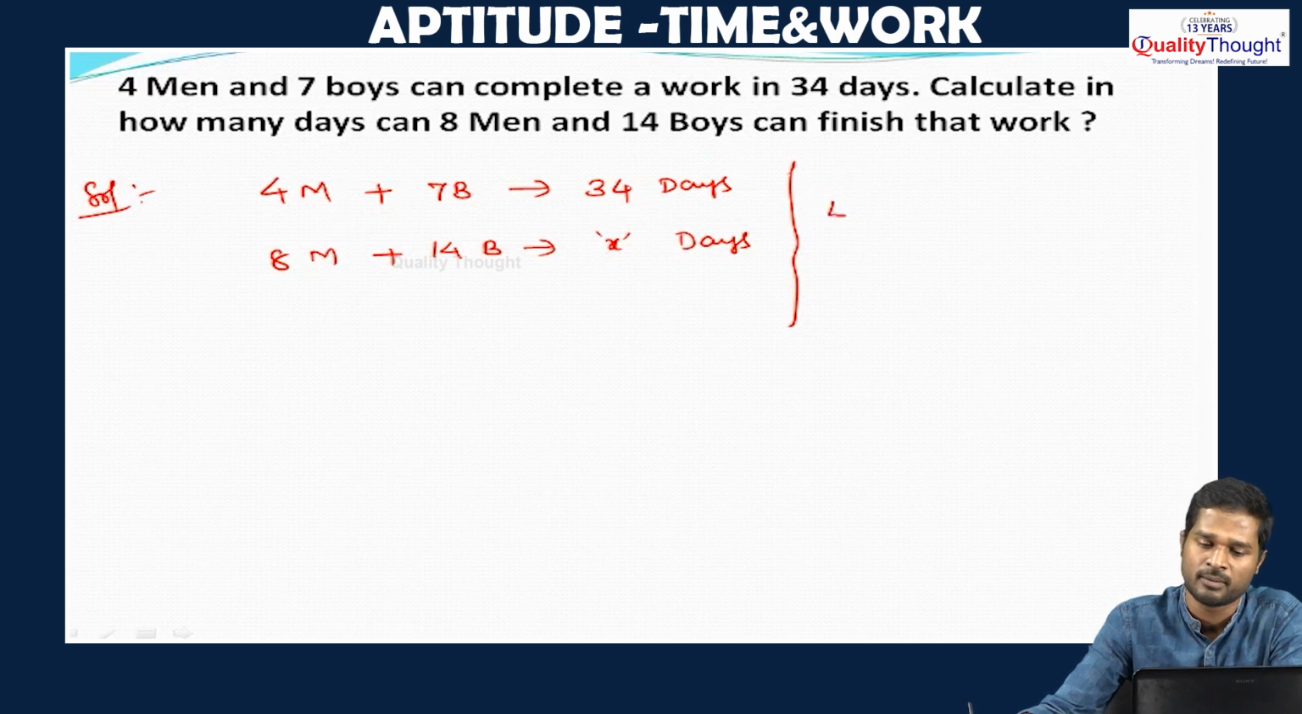That means, what we have written? Efficiency is inversely proportional to the number of days taken.